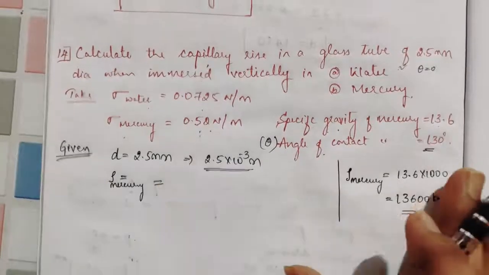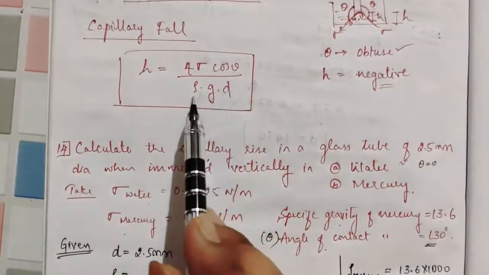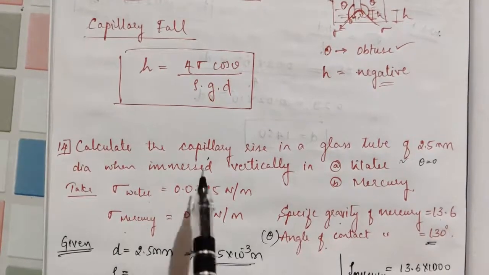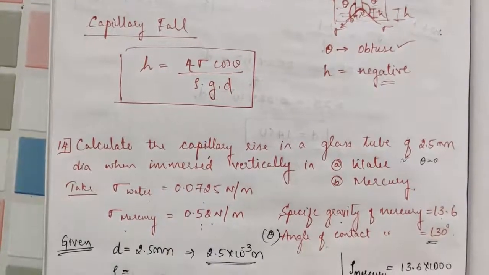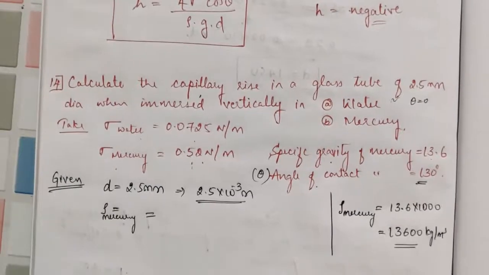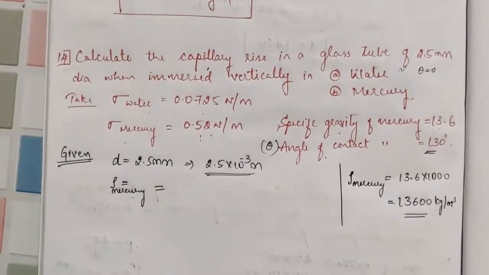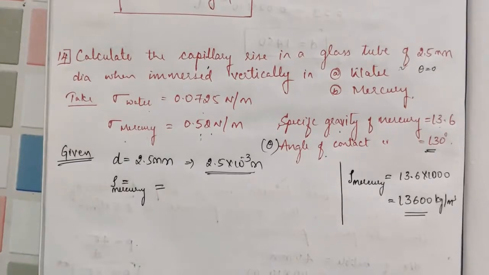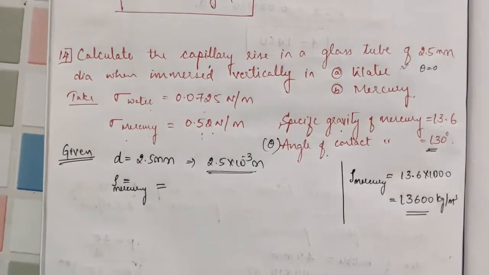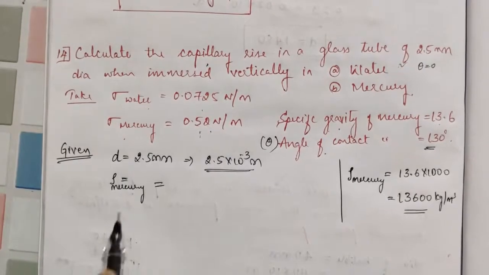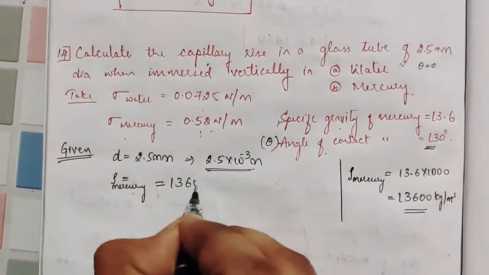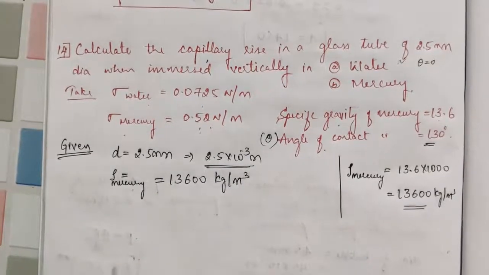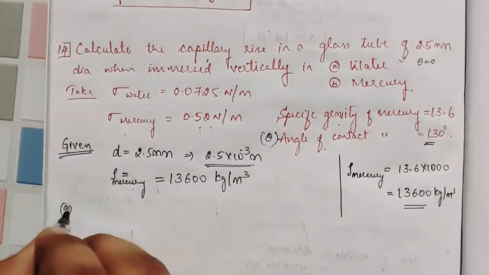Whenever you come across the formula, that is 4 sigma cos theta by rho g d. Whenever you see the question, the formula should come to your mind, so that you know what data you want to solve your problem. So it is 13,600 kg per meter cube. This is a direct substitution problem, no circus is here.